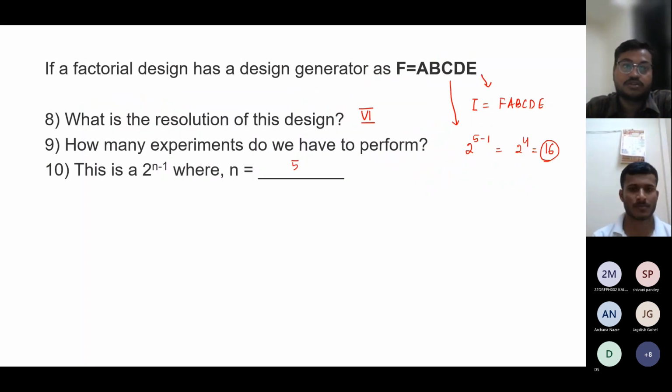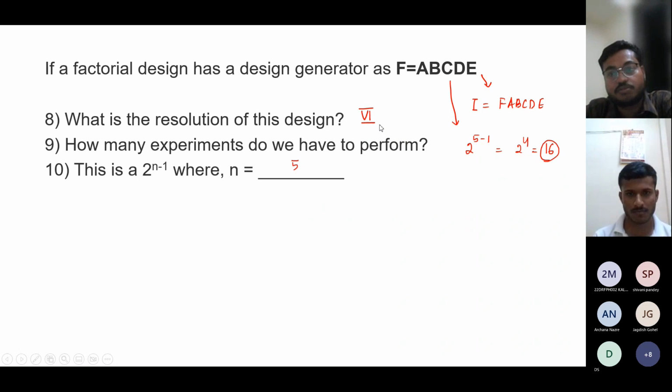Then the next question: a factorial design has the design generator F equals ABCDE. What is the resolution? How many experiments do we have to perform? And this is a 2 to the power n minus 1 design, where n is dash. First of all, we have 5 basic factors, so it's a 2 to the power 5 design, but we are replacing one factor, so it's 2 to the power 5 minus 1. This is the form of the equation. It's a half fractional of a 5-factor factorial design. So n will be 5.